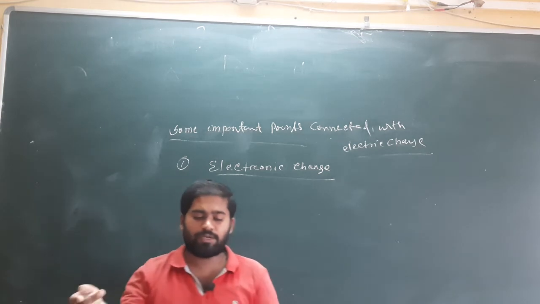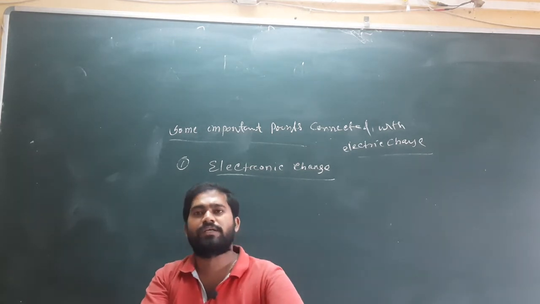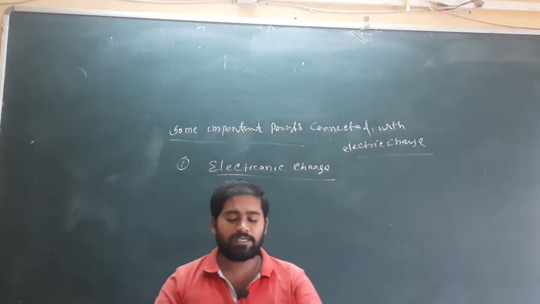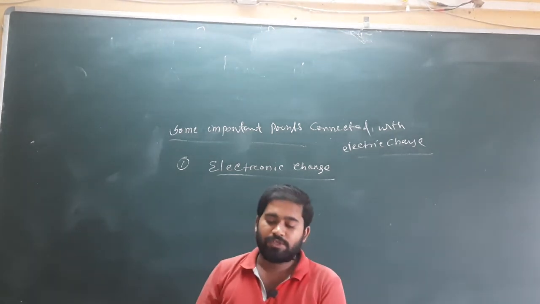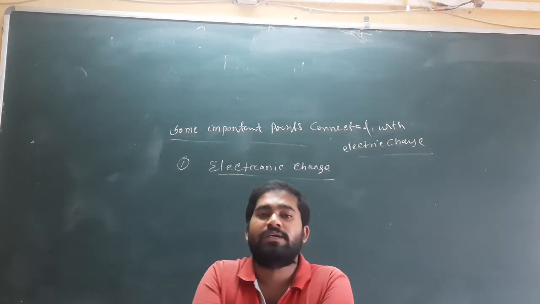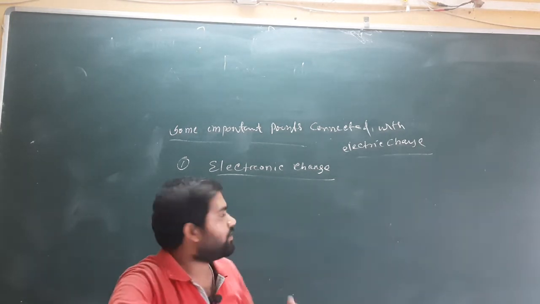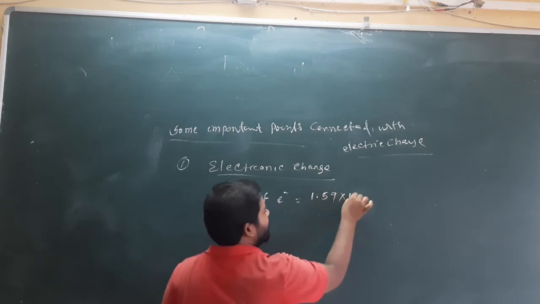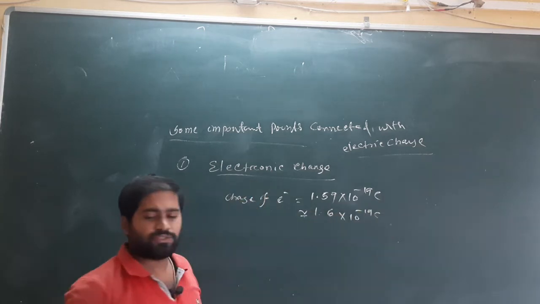Electronic charge means it is the smallest amount of charge that exists freely, and we generally say that it is the fundamental quantum of charge. Generally we take the electronic charge as that of an electron. So the electronic charge is the amount of charge present in an electron, and in magnitude the charge of an electron will be 1.59 into 10 to the power minus 19 coulomb, or 1.6 into 10 to the power minus 19 coulomb. So that is the electronic charge.